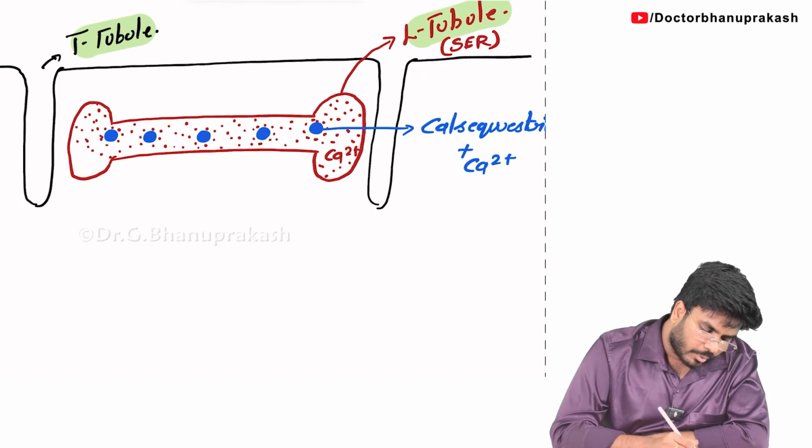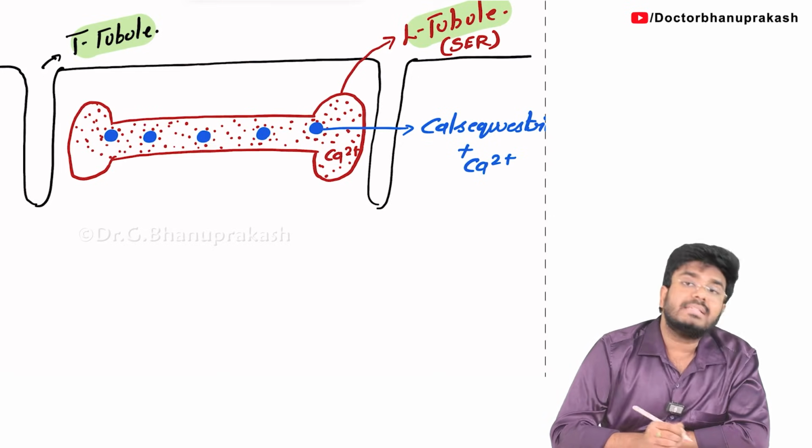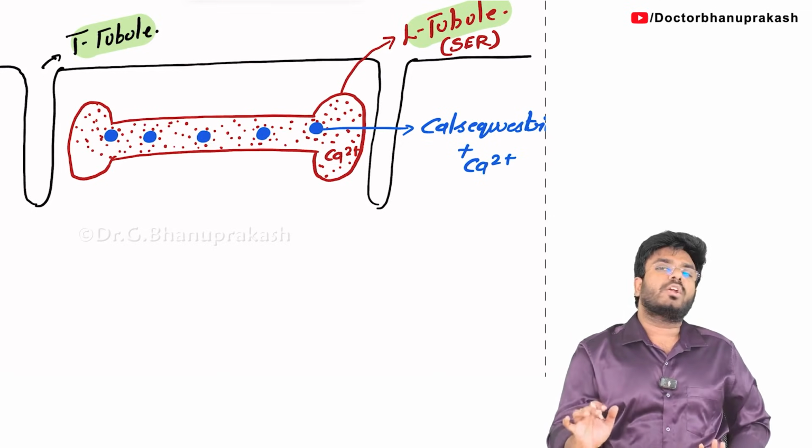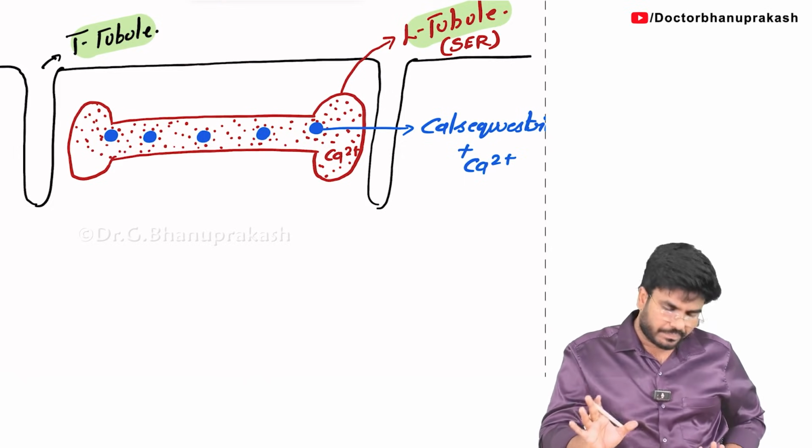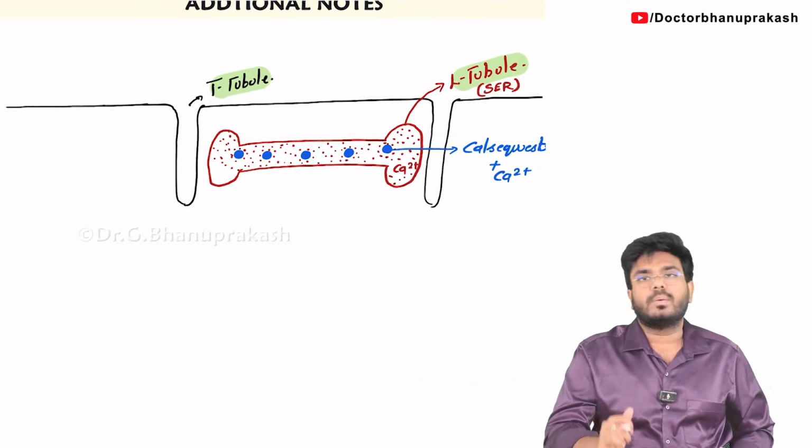Now tell me, what is the calcium binding protein called? The name of the calcium binding protein is calsequestrin. Also, there is one more protein called calreticulin that I will discuss later. For now, calsequestrin binds with the calcium. Done. So T-tubule completed, L-tubule completed.